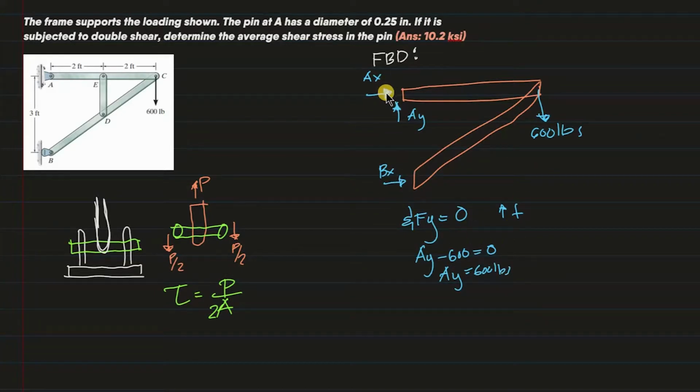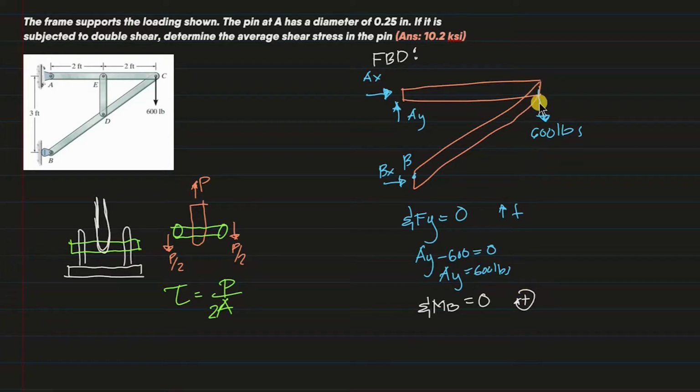Ngayon, paano natin masosolve yung AX? We don't know BX at all. To do that, we will use moment. So, this is point B, di ba? So, imo-moment natin siya with respect to B. So, the summation of moment with respect to B is equal to 0, assuming na yung clockwise is positive.